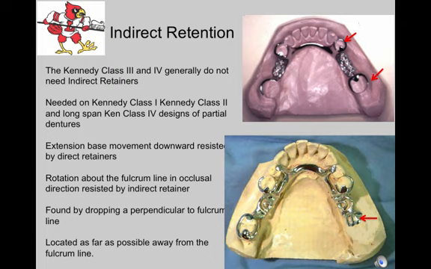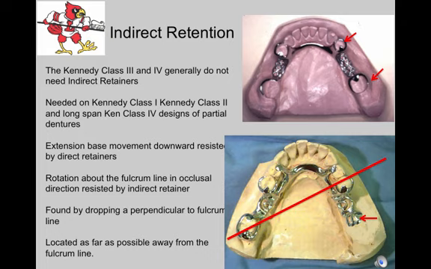Look at the lower right picture. It's a Kennedy Class 2 with one extension base area. A fulcrum line exists that is drawn through the two most posterior teeth, shown in red. The partial denture wants to rotate around this line when a load is subjected to the denture teeth that will be placed in that extension base area. That end of the partial wants to move in a downward direction when a load is applied to it. That movement is resisted by the clasp assemblies that are anterior to it and the residual ridge below it.